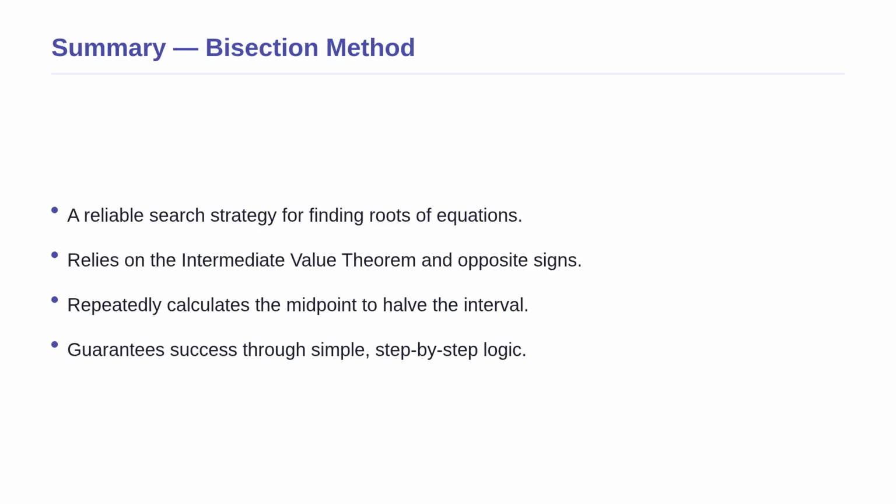We have covered a lot of ground today, so let us review the key takeaways. The bisection method is a highly reliable, step-by-step search strategy for finding the roots of equations. It relies entirely on the intermediate value theorem, requiring a continuous function and a starting interval with opposite signs. By repeatedly calculating the midpoint and keeping only the half where the function changes sign, it steadily traps the root in a smaller and smaller space.